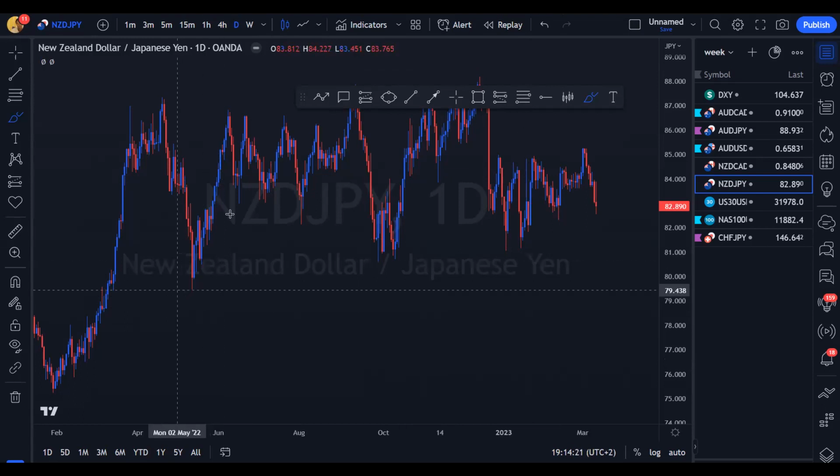Anyway, so New Zealand dollar yen. There's not much for us here. We had an ascending structure. We were looking to be sellers at the high of the range, and then obviously this is the low of the range.